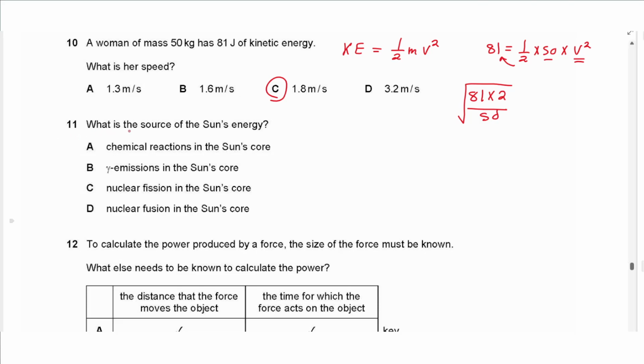Question 11 says, what is the source of the sun's energy? Chemical reactions in the sun's core? No, it's not chemical. Gamma emissions of the sun's core? No. Nuclear fission in the sun's core, or nuclear fusion? It's fusion for stars, so the answer is D.